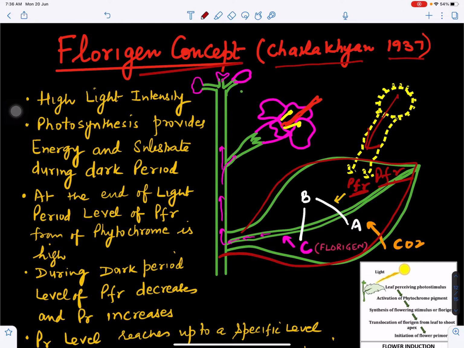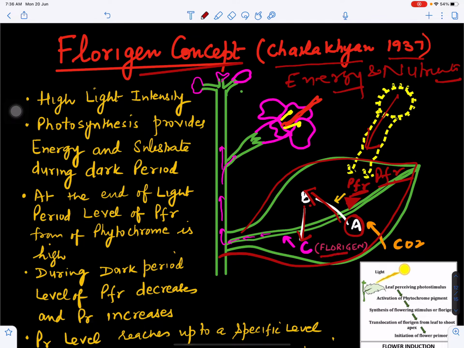When photosynthesis takes place, energy and nutrients are synthesized, right? So carbon dioxide is absorbed by the leaves, energy and nutrients are synthesized, and A will get converted to B. At night, the PFR form is active, so B will later change into C, and C is the Florigen. So we'll discuss step by step. High light intensity will fall on the leaf. So photosynthesis will occur. This will provide energy and substrate during the dark period.